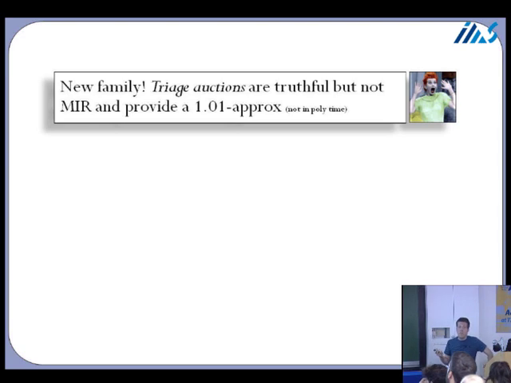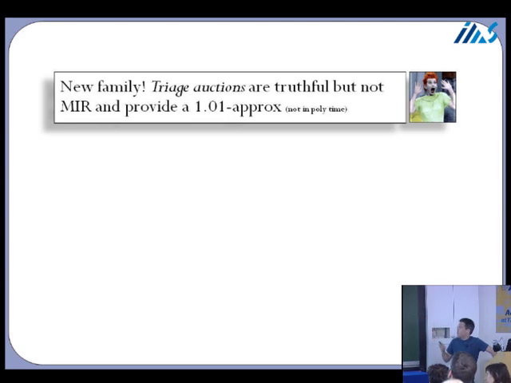It turns out that there is another family of mechanisms that we named triage auctions, and triage auctions are truthful. They are not maximal in range, and they provide an approximation ratio of 1.01. So we cannot hope to prove the conjecture. I'm not going to show the definition of triage auctions. It's not a very intuitive class, and I think that we don't understand it enough.